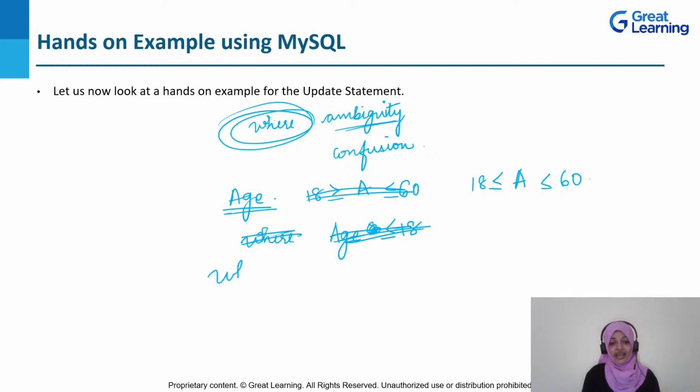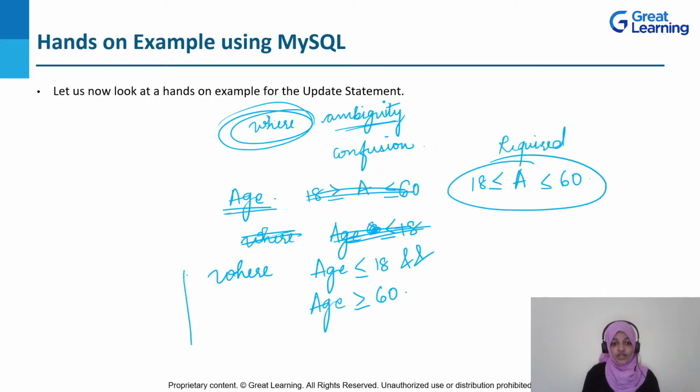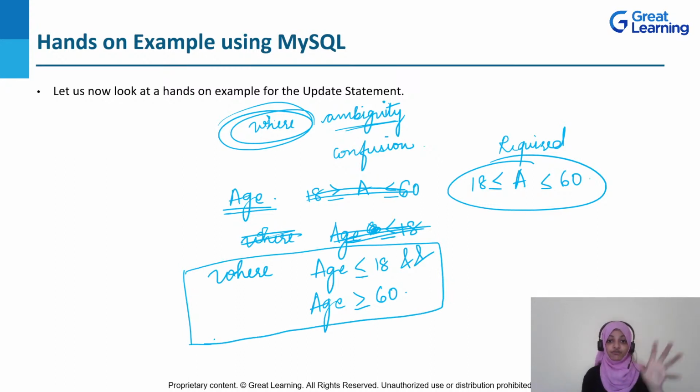So while I'm writing my actual where clause, see, this is what ambiguity is. While I'm writing my actual where clause, I flip the signs. I end up writing that the age is, say for example, less than or equal to 18, and the age that I'm considering is greater than or equal to 60. Now, can you see what has happened here? It is the exact opposite of what was required. So this particular condition that I wrote in the end within my where condition for update was the complete opposite of what I've written.